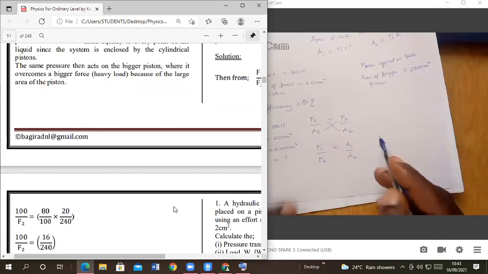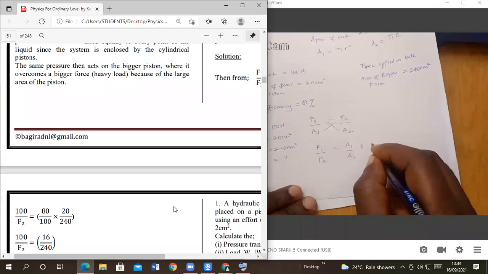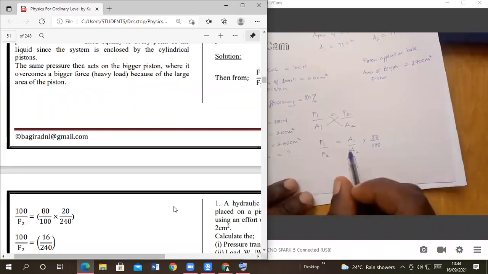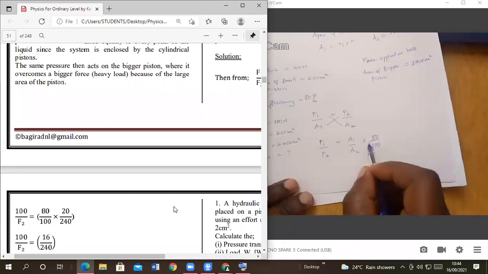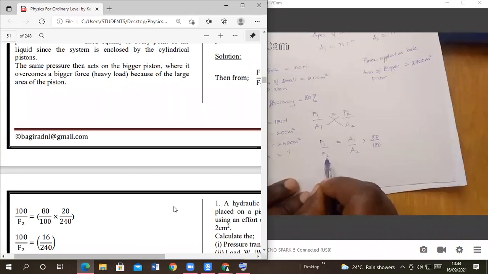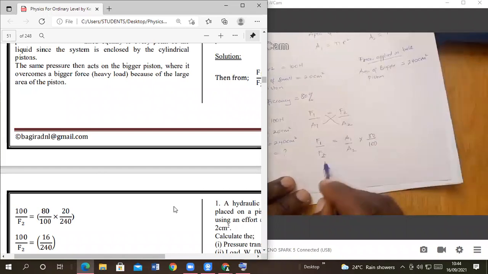And now we have to multiply this value by the 80 out of 100, because it is not at 100%, it is at 80%. So we divide 80 by 100. Now we have to find this F2, because F2 is the force which is on the barrel.